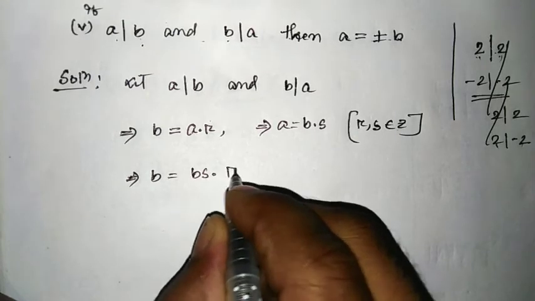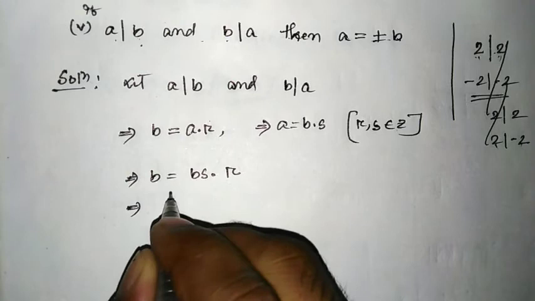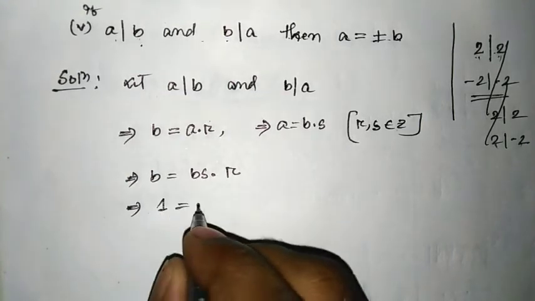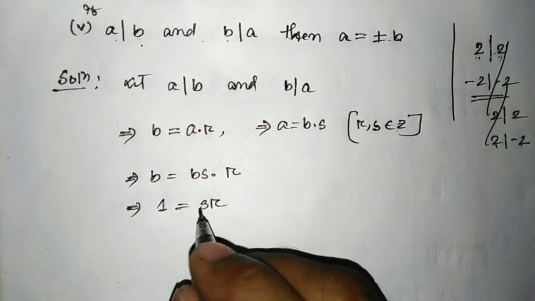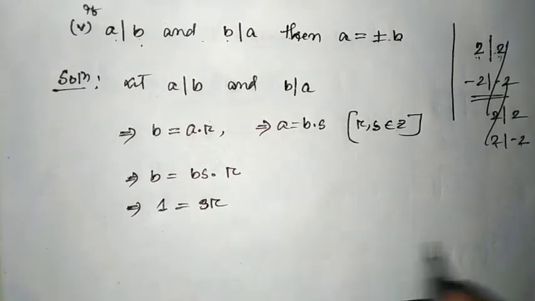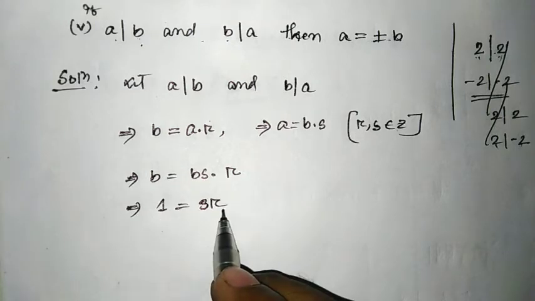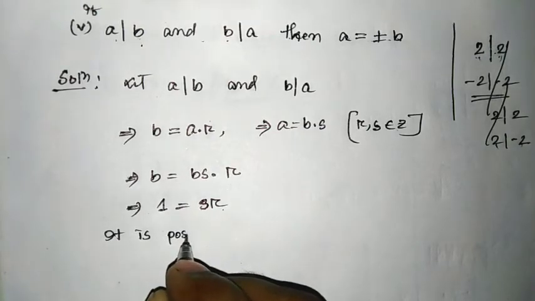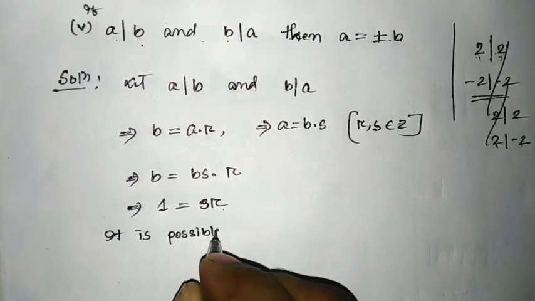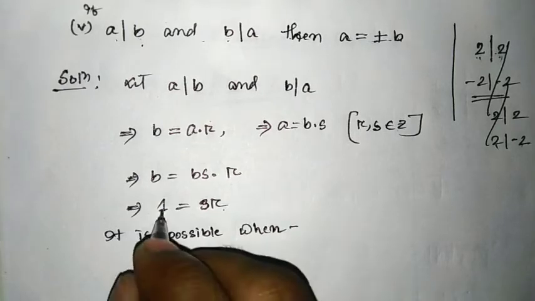Now see, in this case B is equal to AR. What is the value of A? BS. So in place of A we can put BS, so B is equal to BS into R. Now see, from both sides B and B get cancelled. That means 1 is equal to S into R. So again the same case arises as in number 2. 1 is equal to SR.